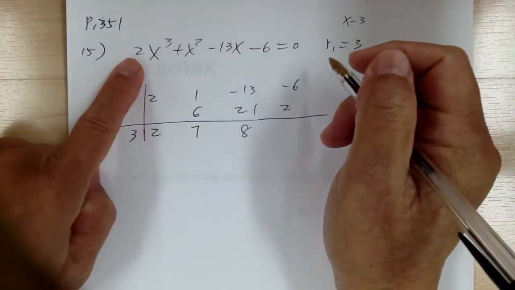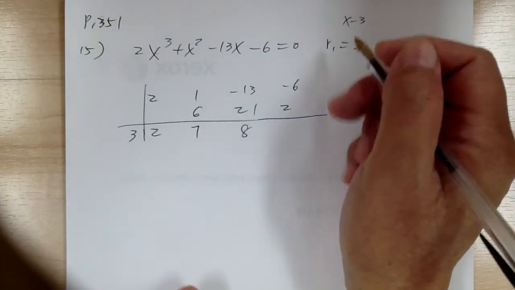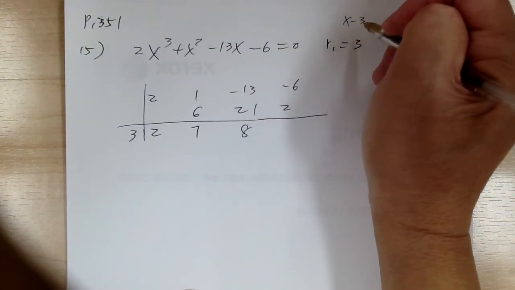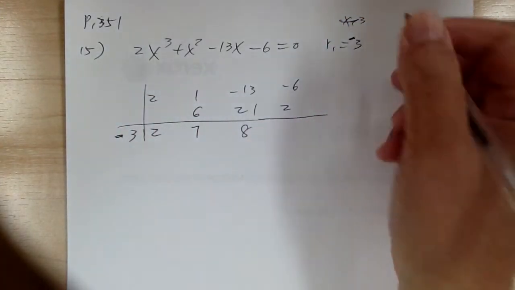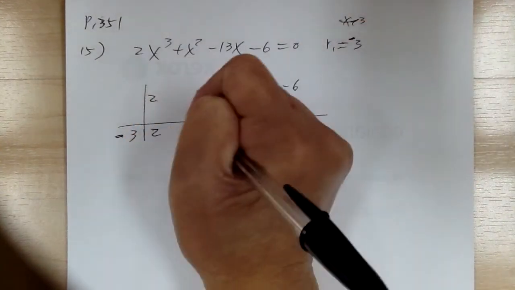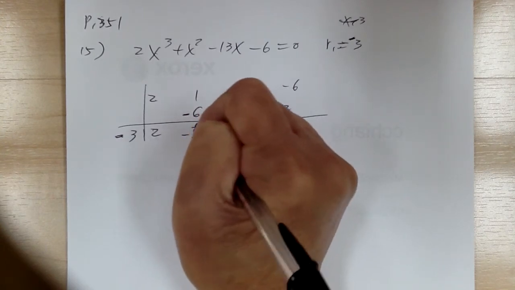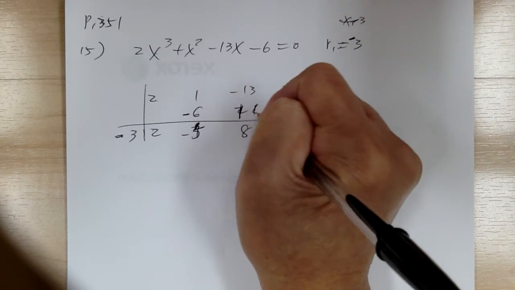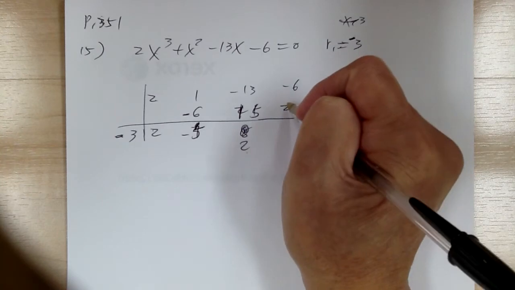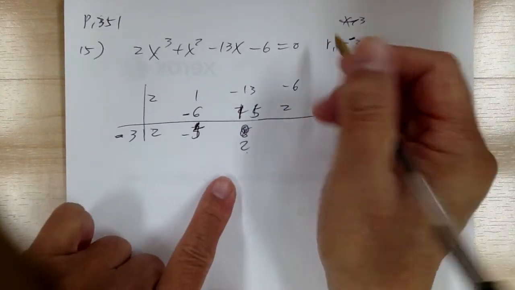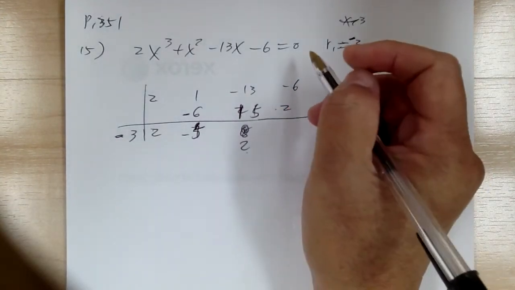Now let me double check. 2, 1, negative 13, negative 6. So negative 3, negative 3. Okay, so watch out for careless mistakes. So this negative 3. So drop, multiply, you add, will give you negative 5. Multiply, this will give you 15. When you add, this will give you 2. Negative 3 times that will give you negative 6. Okay, something is still not right, because it should come out exactly.